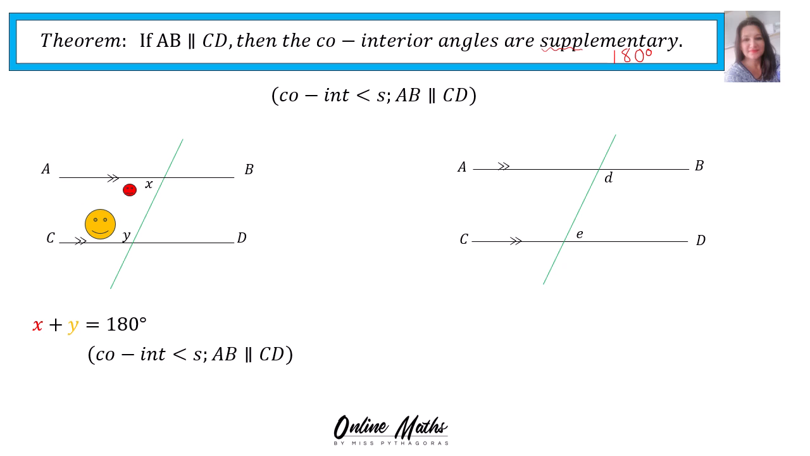And you will see that they look different, those two smiley faces, since they are not equal. Remember, they're supplementary. They add up to 180 degrees. And then on the right hand side, your two supplementary angles are angle D plus angle E is equal to 180 degrees. And your reason, co-interior angles supplementary, since AB is parallel to CD.